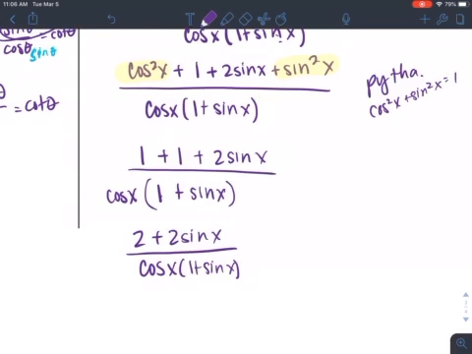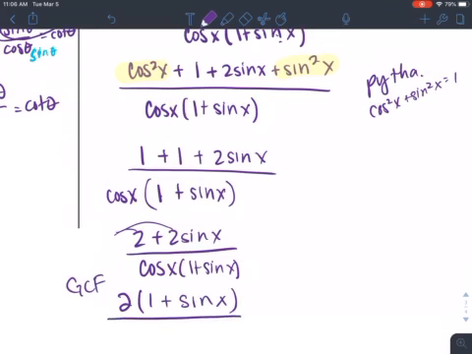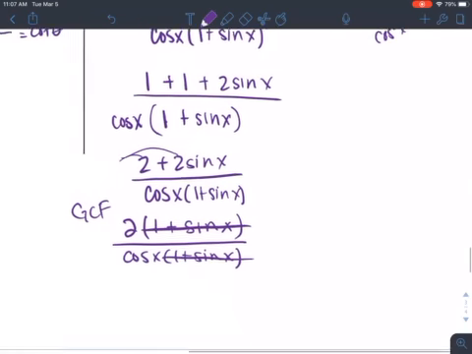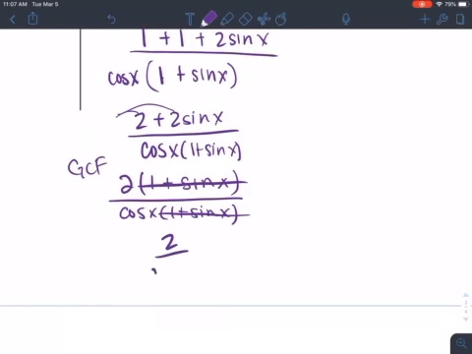And I think we could do better. On the top, let's take out these 2's. So 2 times 1, this is a GCF, plus 1 sine x over cosine x times 1 plus sine x. And boom, those cancel. So we get 2 over cosine x. That's what that simplifies to. Okay.